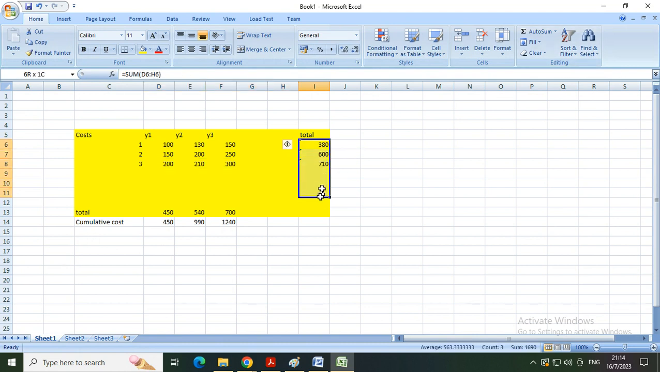Now, if you make a sum of all these columns, okay, this is going to be the total. Is the sum okay? I think it's 990, not okay, plus 700. 990 plus 700, it must be this one, 1690. So your cumulative cost must be equal to this one.